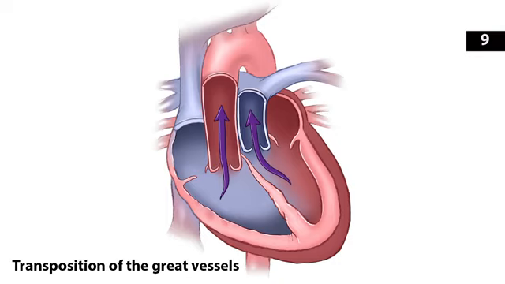Now, in order for this to be compatible with life, you have to have some type of shunt to allow oxygenated and deoxygenated blood to mix, such as an ASD or a VSD. Or you may have to artificially keep the ductus arteriosus from closing in order to buy some time until the patient can go to surgery. And again, how do we keep the ductus arteriosus patent? With prostaglandin E. Remember, prostaglandins keep vessels open.